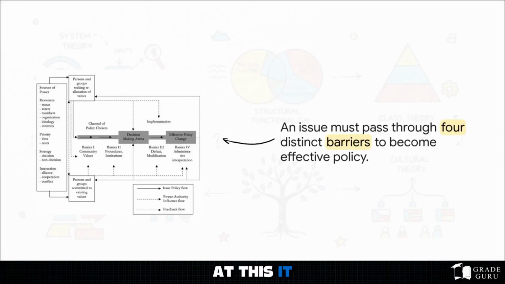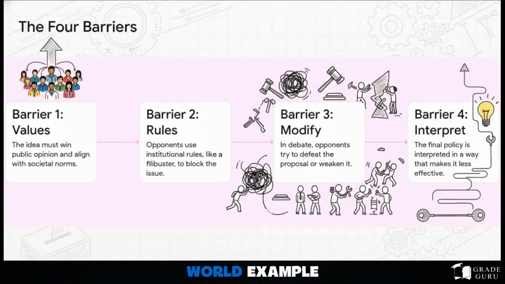Take a look at this. It might seem a little complicated, but this diagram basically shows the gauntlet that any new idea has to run. To become an actual, effective policy, an issue has to successfully get past 4 distinct barriers. Let's walk through them. Let's stick with a real-world example. Say, a proposal for gender quotas on company boards. First off, it hits barrier 1, community values. You have to convince the public this is even a good idea.